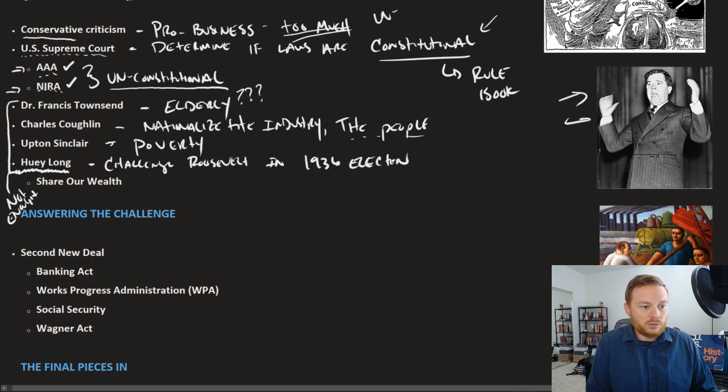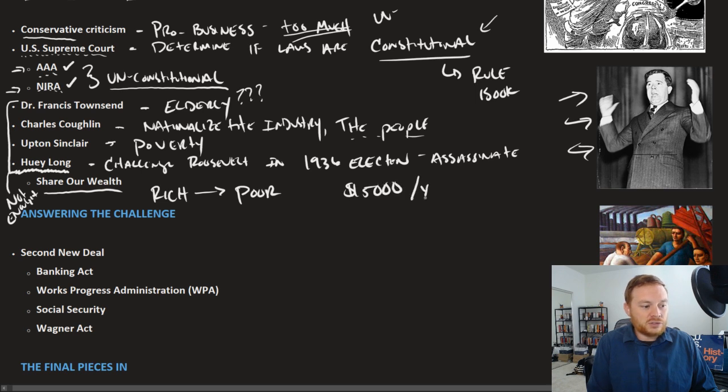And this is Huey Long right here. But he was assassinated. And what he proposed was the Share Our Wealth society, which more or less would take from the rich and give to the poor, so that each American family would get a salary of $5,000 a year, guaranteed. And that money would come from those who had an excess.